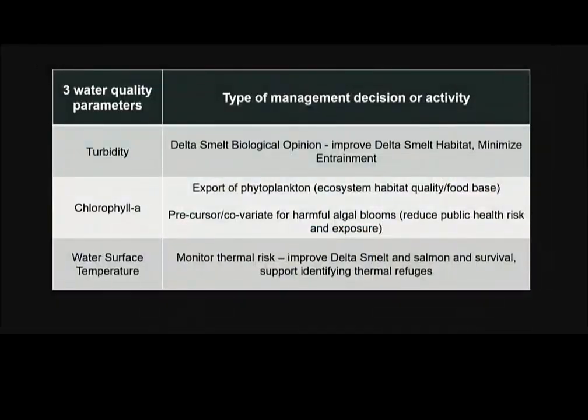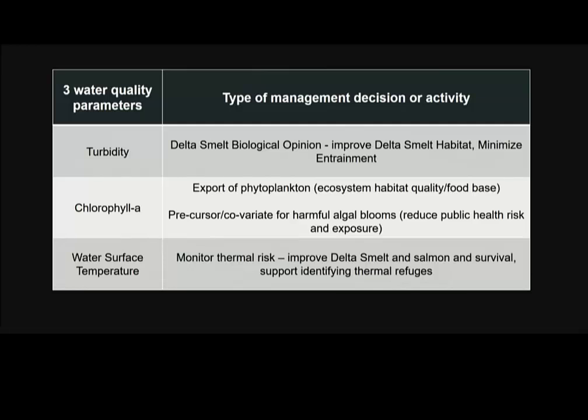Okay, so these are the 3 water quality parameters that we're currently focusing on for this project. They are turbidity, chlorophyll, and water surface temperature. We picked them because they exist at kind of this perfect intersection between being able to be reasonably resolved using satellite and airborne remote sensing, as well as being management relevant.